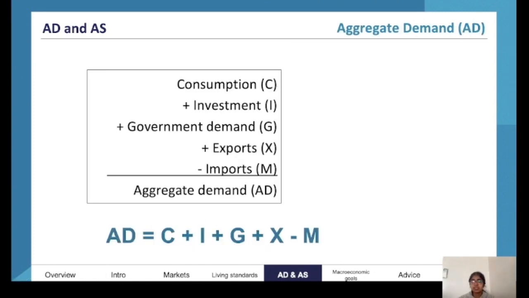And this leads us to the aggregate demand equation. The AD equation is pretty much C plus I plus G plus X minus M. Sounds complicated, but it's actually very logical. Don't try to memorize this whole formula, just see where demand is coming from.